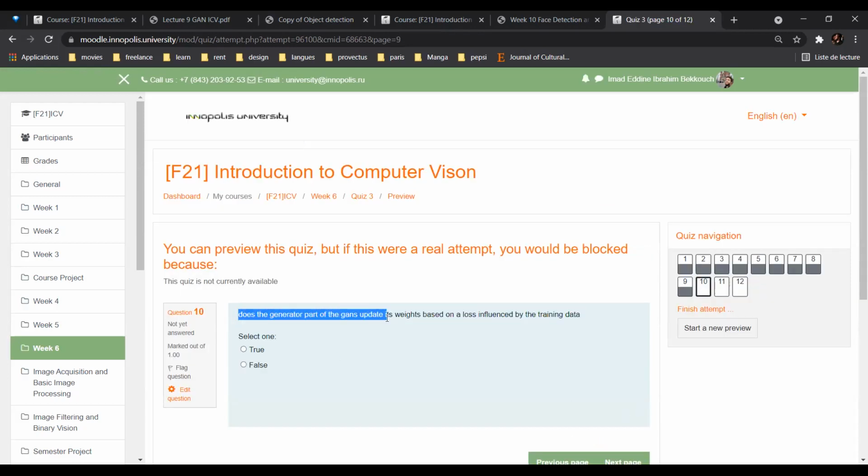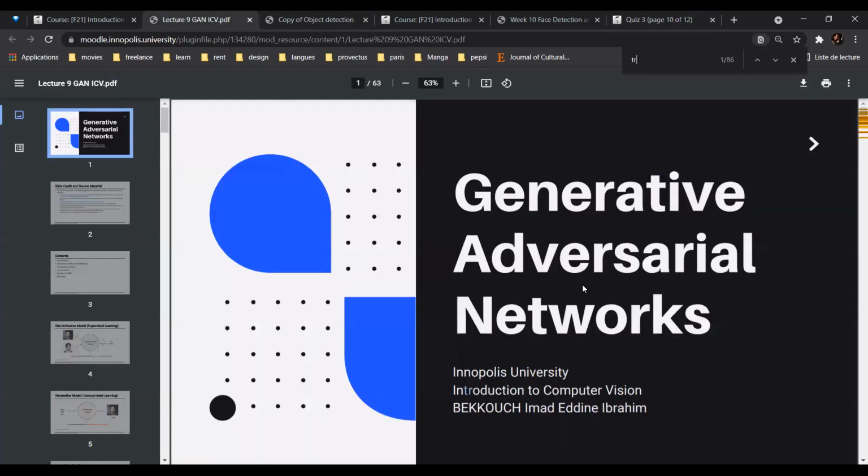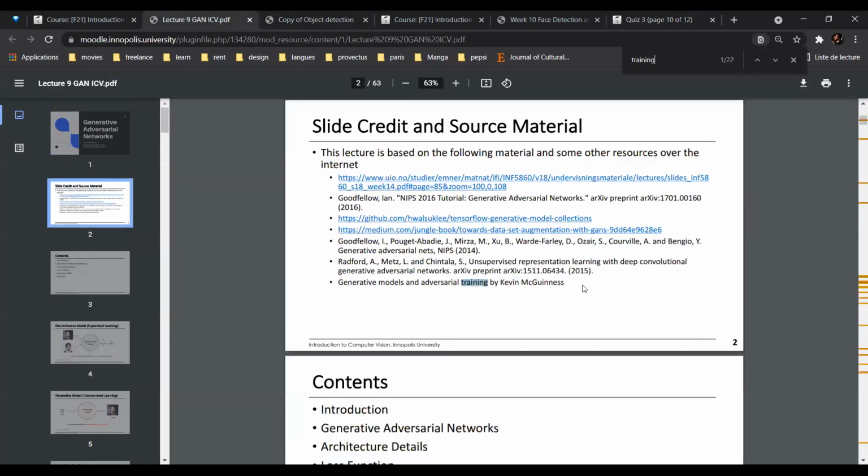Does the generator part of the GANs update its weight based on the loss influenced by the training data? This was a bit of a tricky question, right? I'm sure you could easily just like... training.